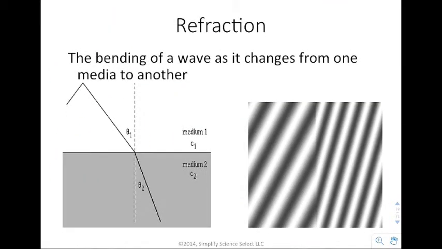Okay? Not only can light reflect, but light can refract as well. Refraction is the bending of a wave as it changes from one media to another. So for example, remember media means what it's traveling in. It could be going from air to glass. Well, when light travels from air to glass, it actually bends. And you can see that pattern between these two. You can see it in this pattern, and you can actually see it when you write it as a vector.